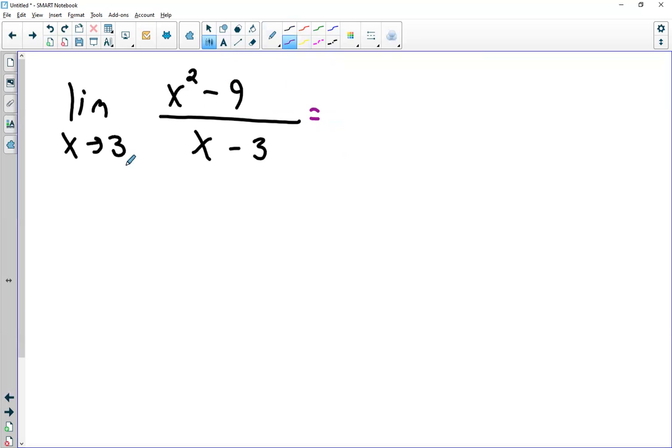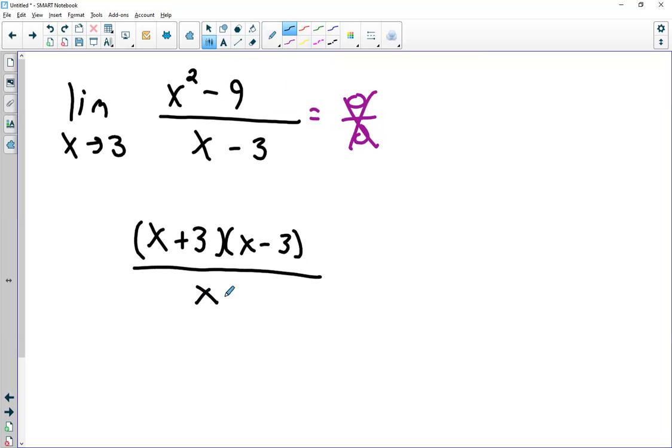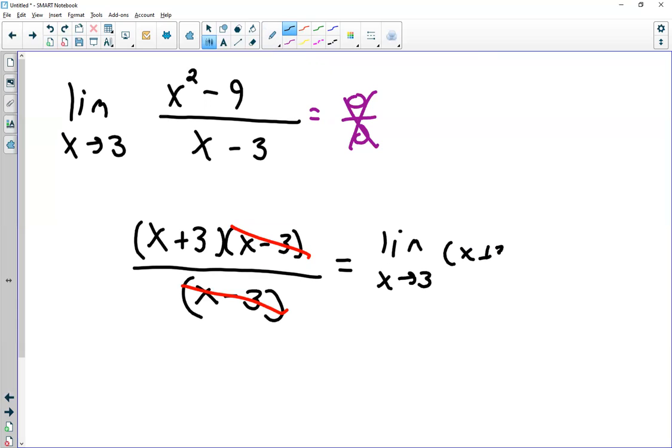So in this case, if we plug it in straight away, we'll get 0/0, which is a problem. So we don't want that. So we're going to see if we can simplify. Every time, it's squares. It's x plus 3, and the other part comes off. So once you cross it out, the limit as x approaches 3 of x plus 3 is 3 plus 3, which is 6.